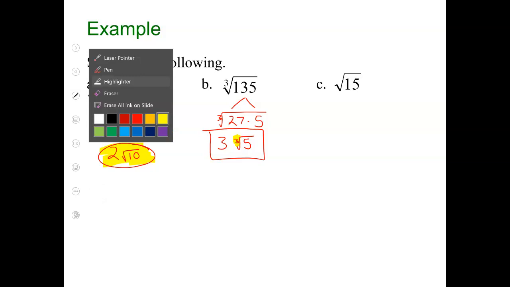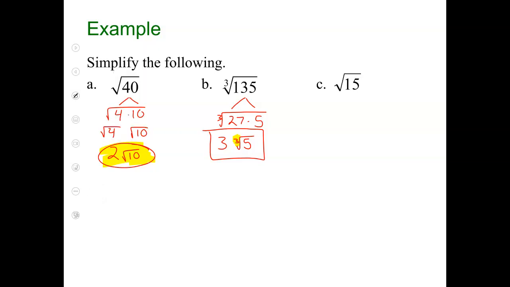Now, factors of 15. 3 and 5. Can I square root 3? Can I square root 5? No. Then this is already simplified. That's what we write. Already simplified.